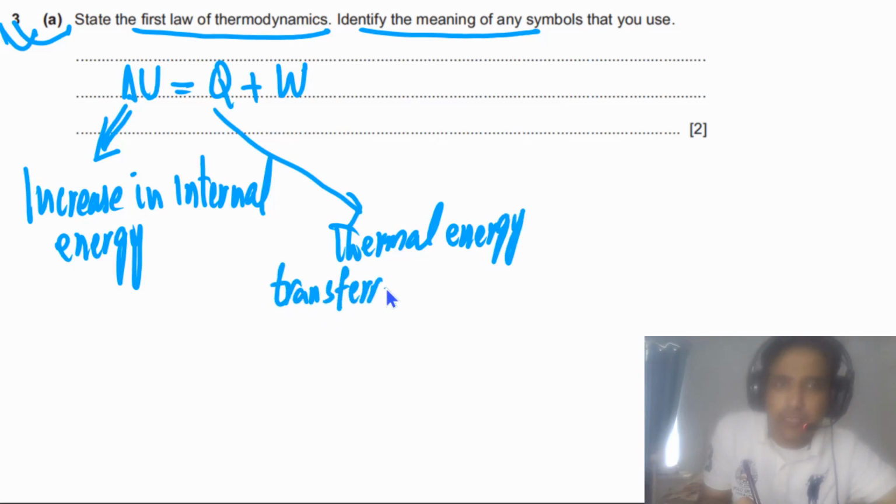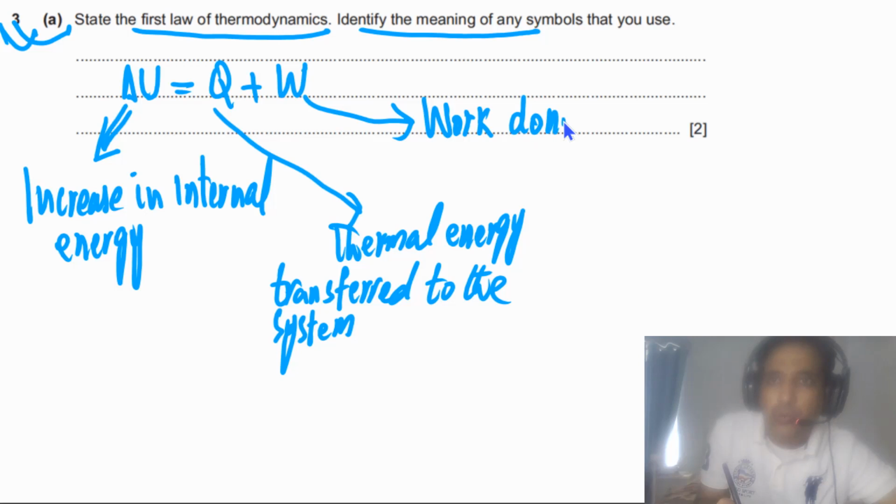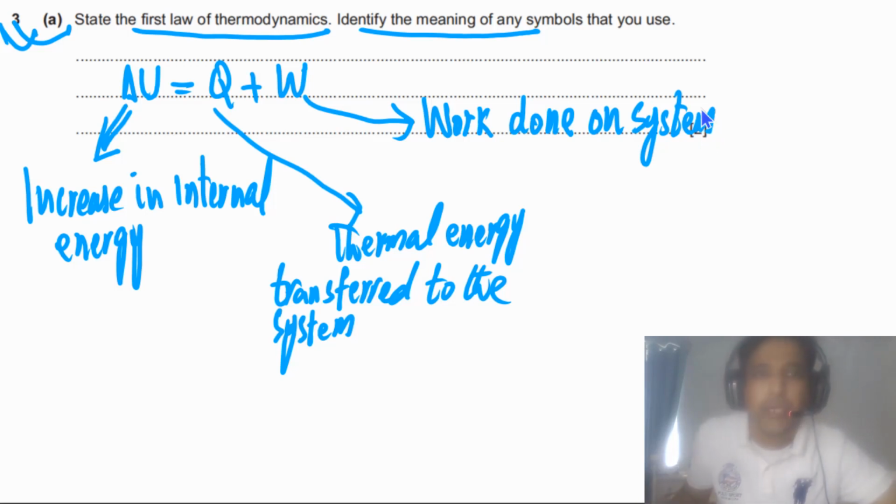Thermal energy transferred to the system if you take Q as positive, or simply you can say thermal energy added to the system. And W, if we take this as positive, represents work done on the system, and system means we are talking about gas. So if you write down delta U is equal to Q plus W, and then explain the meaning of each symbol, you will get 2 marks for this question.